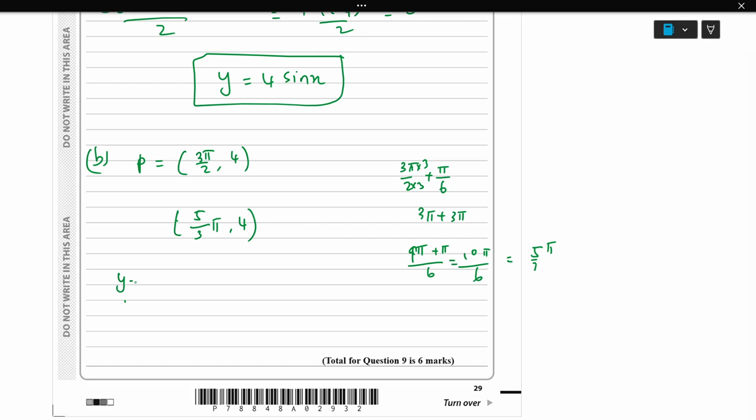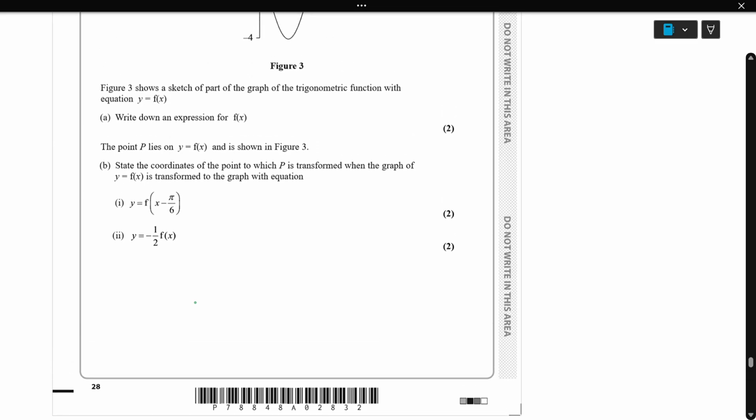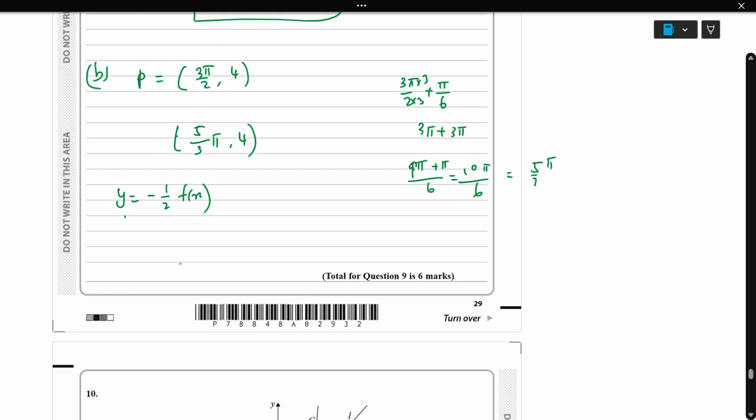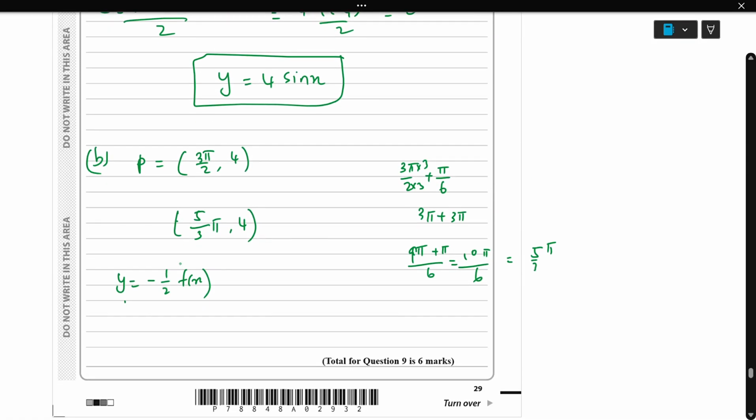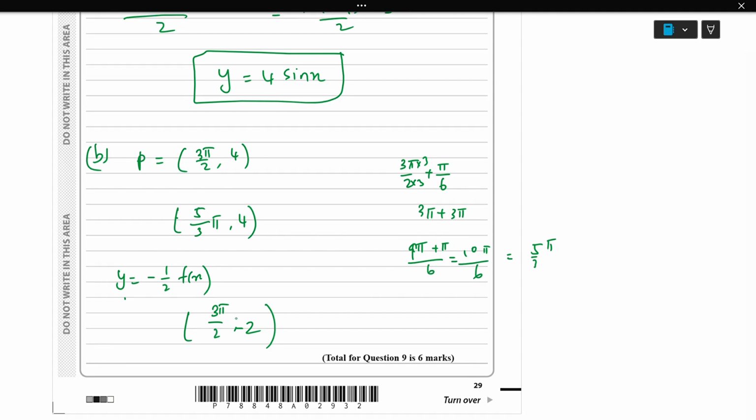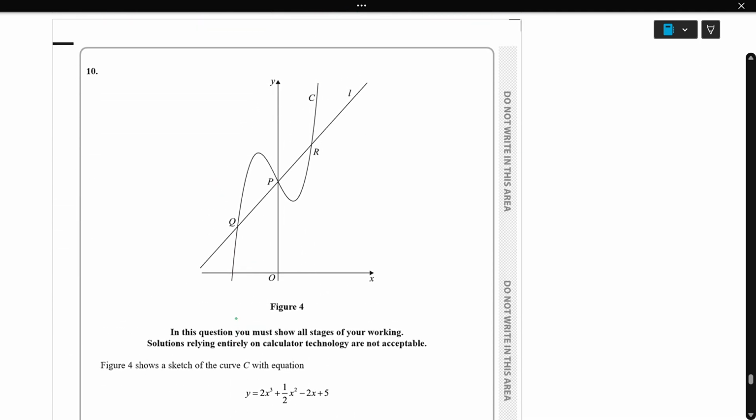y equal to minus 1 by 2 f of x. Now this is happening, second one, minus 1 by 2 into f of x. This is happening only on the y-axis. So y is going to be divided by 2 and made negative. So the answer is 3 pi by 2 and negative 2. So that is part B.